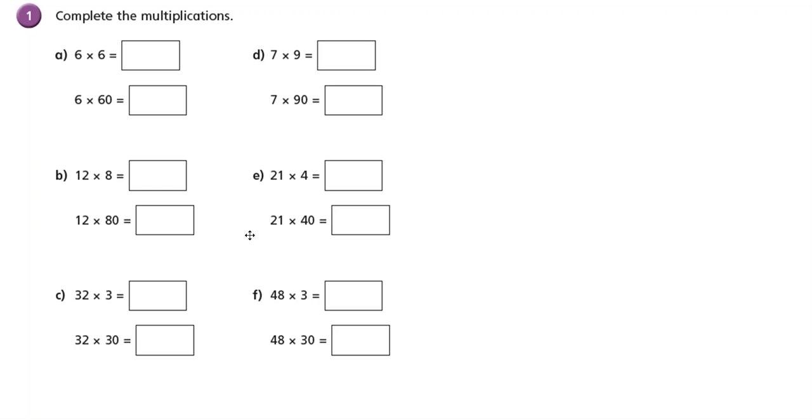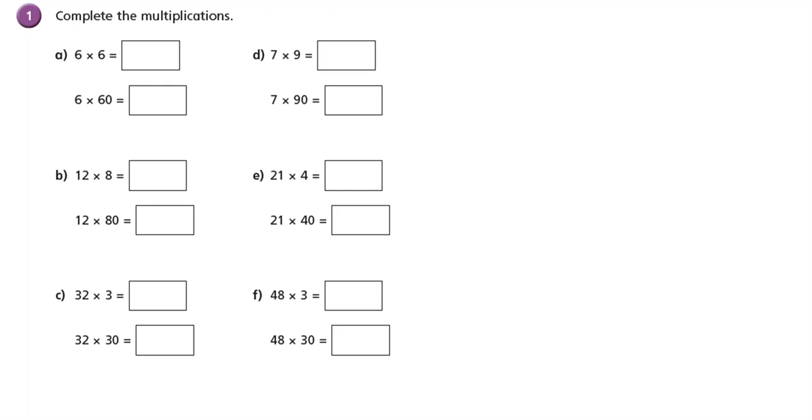So if I know that 6 times 6 is 36, I know that 6 times 60 is 10 times bigger because I've got my second number 10 times bigger than my first. So if I know that 6 times 6 is 36, I know that 6 times 60 is 360. Have a little go. Pause the video, have a go, and we'll go through the answers in a moment.